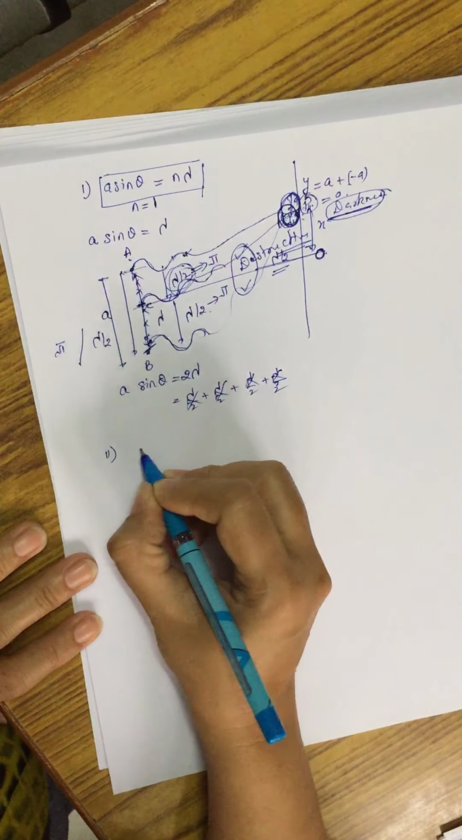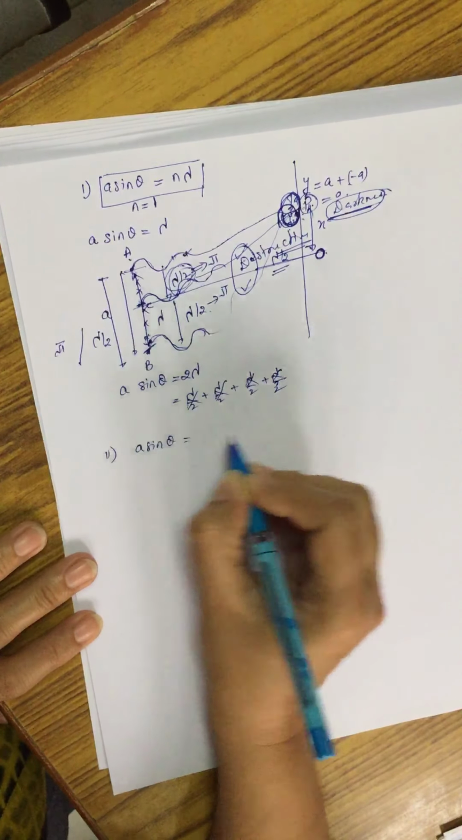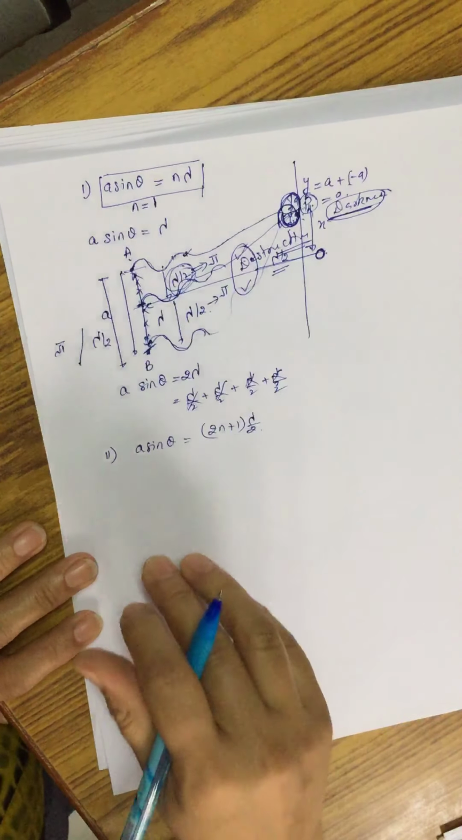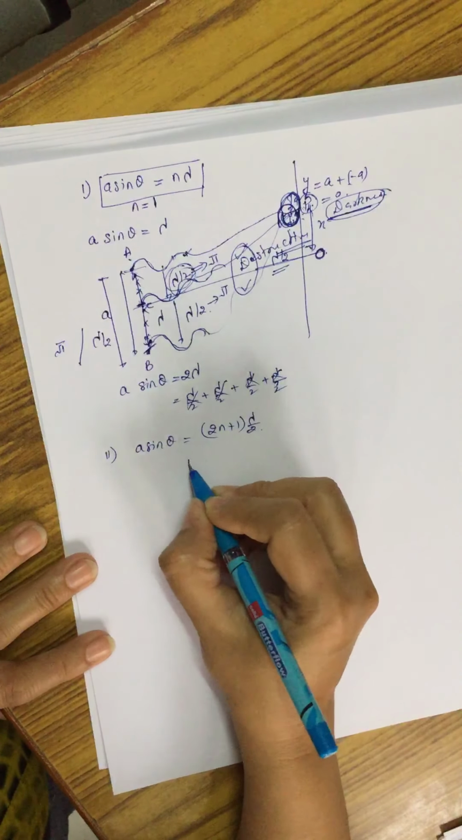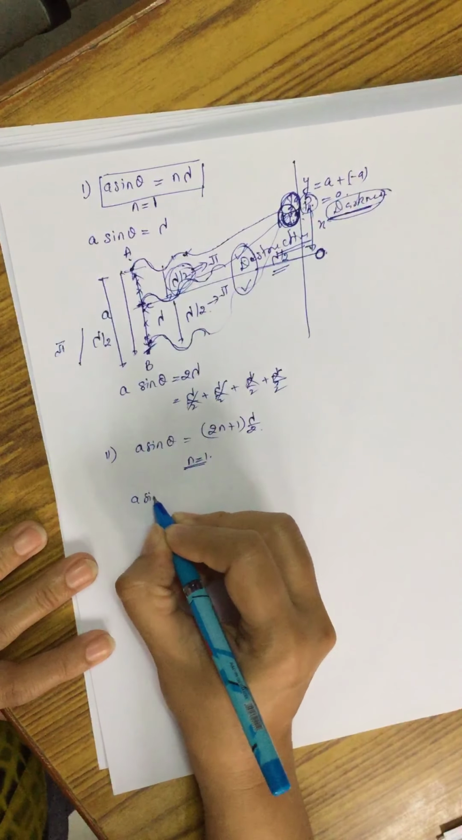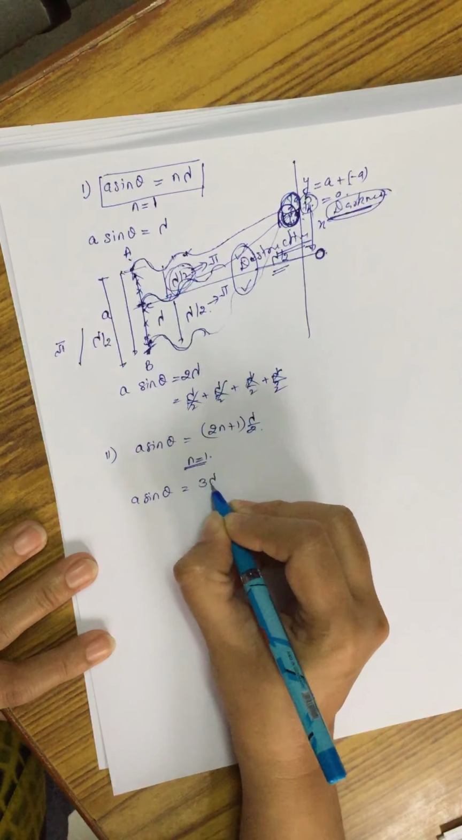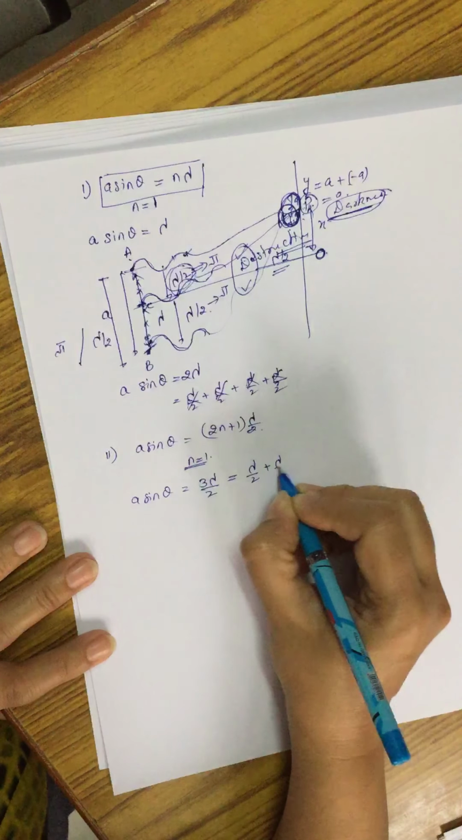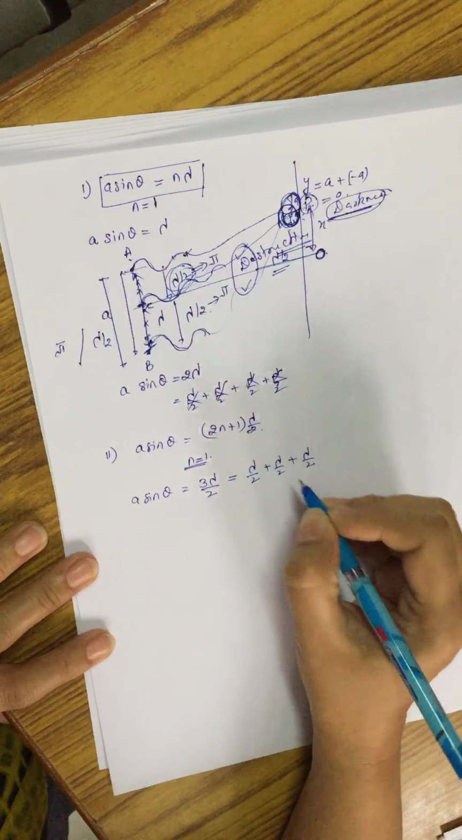Case second, if a sin theta is equal to an odd multiple of lambda by 2, then what will happen? Let us consider the easiest case. a sin theta comes out to be 3 lambda by 2, which can be written in the form of lambda by 2 plus lambda by 2 plus lambda by 2.